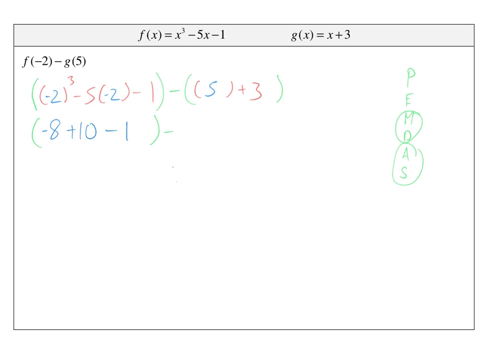Now I'm going to do the right side. For the right side here, that's fairly simple. There's only a simple addition to go on. So not much to do over here. So 5 plus 3 is 8.